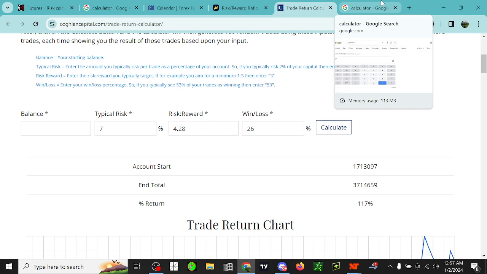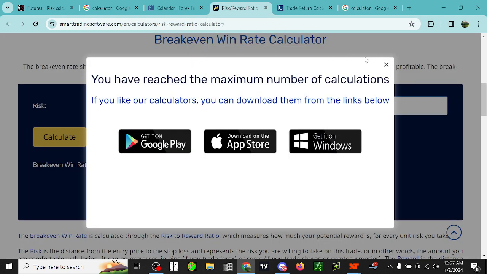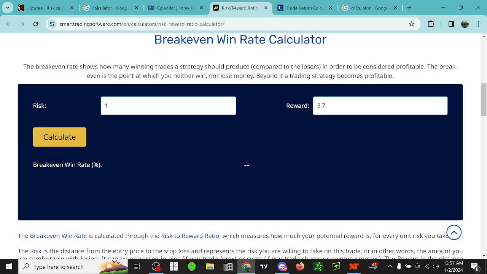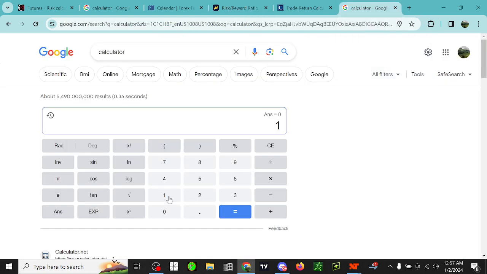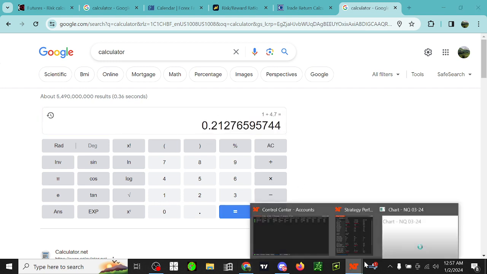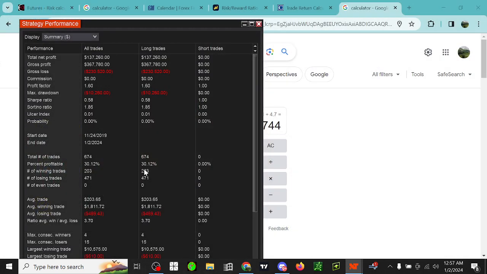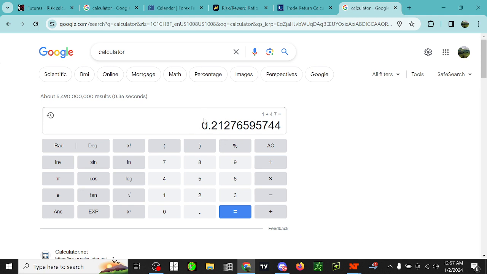I think it's 1 divided by, no, it's 1 divided by this plus this. So this plus this is 4.7, right? 1 plus 3.7 is 4.7. So 1 divided by 4.7 is the break-even win rate of my strat. So I need to have a 21% win rate with it in order to break even.